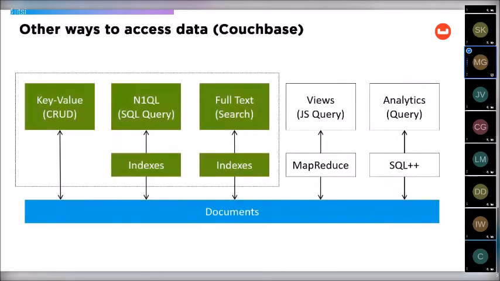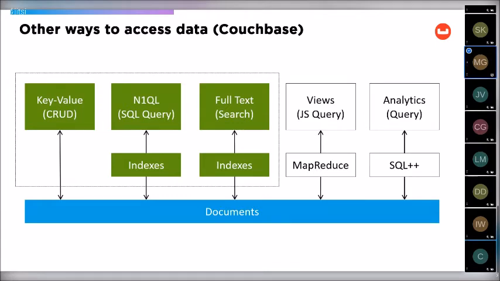Okay, so now we're going to go beyond key value access, and I'm going to bring in Couchbase as a specific example of other ways that you can access data in a NoSQL database. So most NoSQL databases will have at least one other way to access data besides key value. And in Couchbase's case, it's maybe a half dozen different ways to access data.